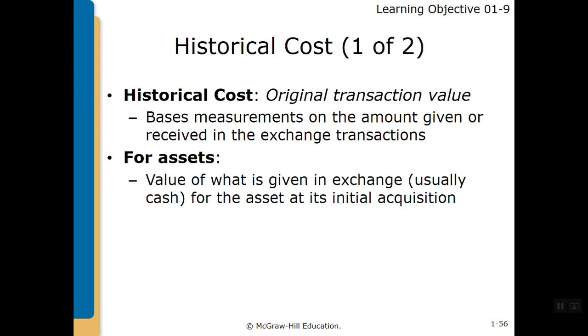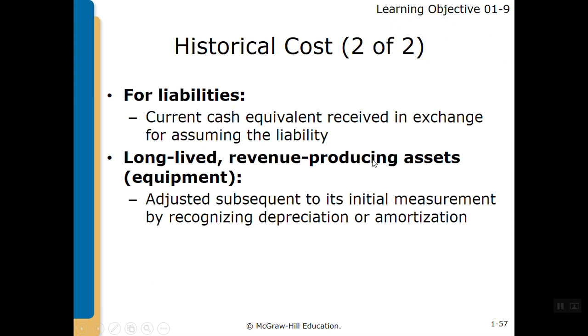When we recognize things at historical cost, a good example of that is the purchase of land. We record land based on what we paid for it. And if we paid for it 50 years ago and paid $10 for it, then that's what we recorded it at. Historical cost for liabilities, that's just the current cash equivalent received in exchange for assuming the liability. So if we assume a liability, we would record that at historical cost, and that's the current cash equivalent that we received.